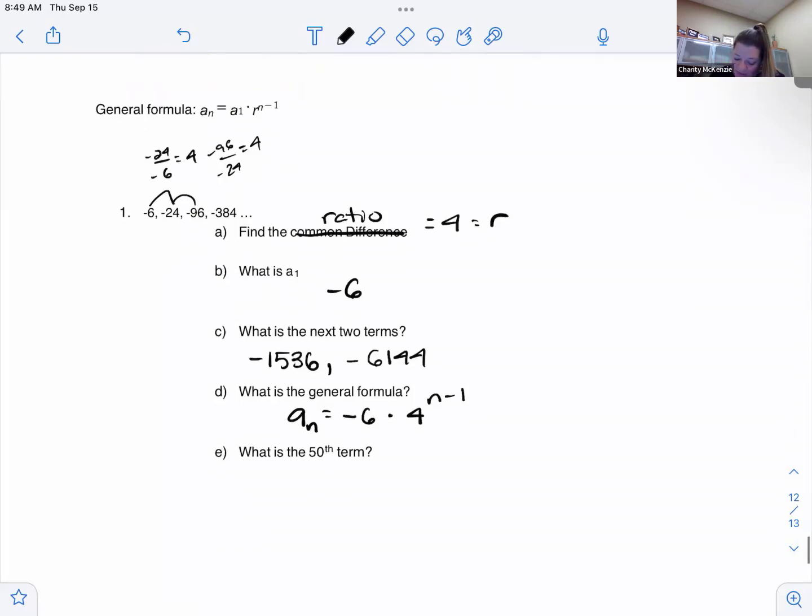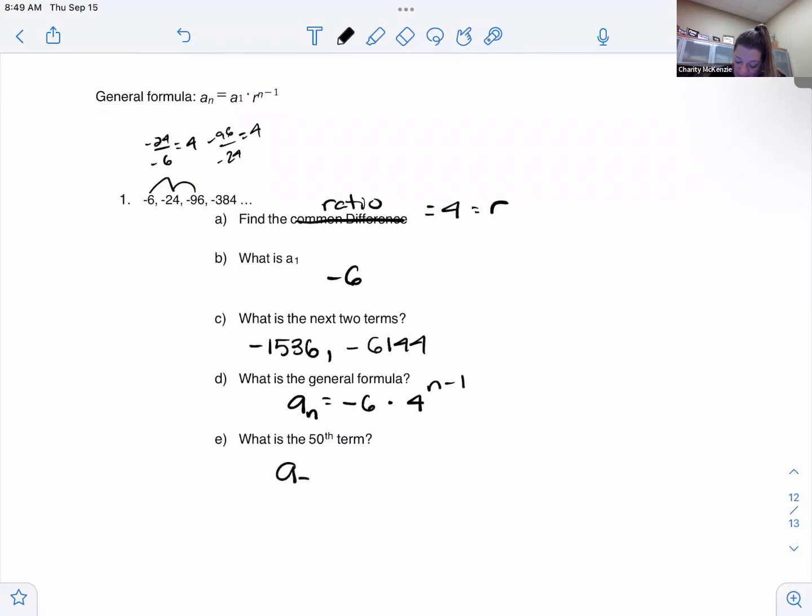So how would I do the 50th term? I know A sub 50 represents the 50th term, and I would go -6 times 4 to the 50th minus 1. And so that's the 49 there. So I'm going to have to put this in my calculator. -6, oh, it's going to be so big. I don't even think it can do it. Times 4 to the power of 49. Yeah, scientific notation. That's what it gave me.